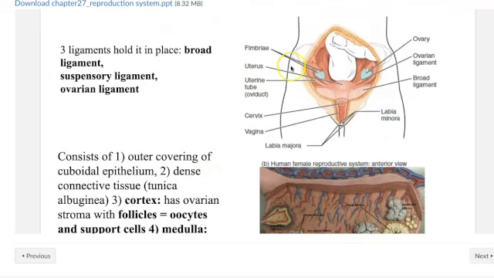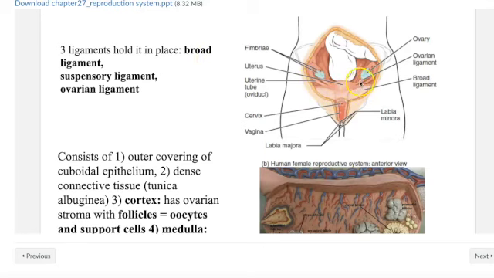It's held up by three ligaments. We're going to look at them. I have another picture to show you. So the broad ligament is all around here. Okay, here, and it's just broad. Just think about the word broad, so it's everywhere.